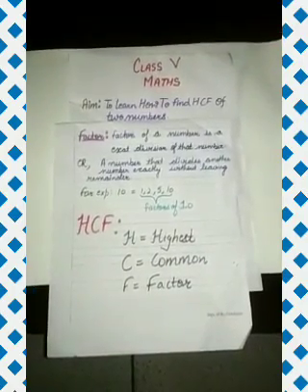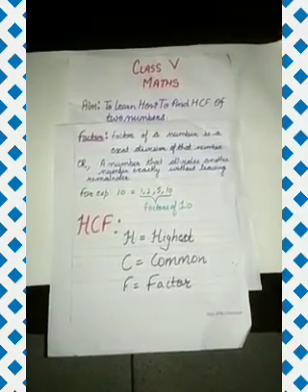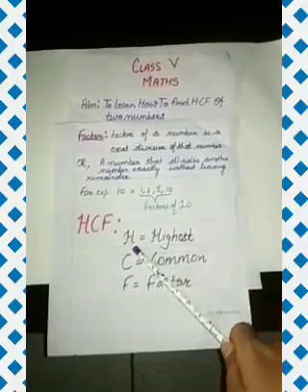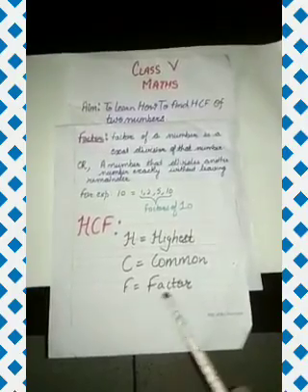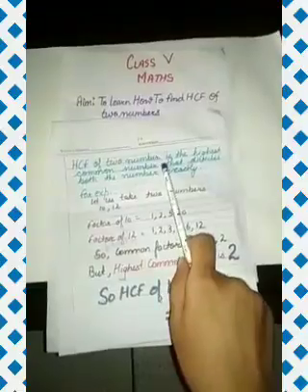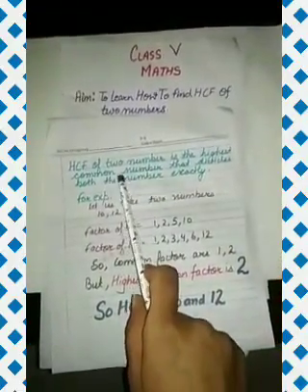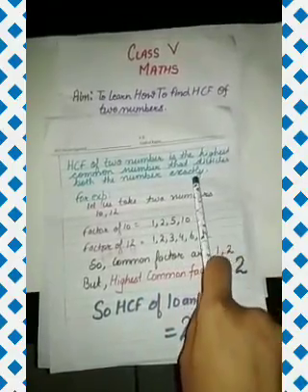Now let us see what is HCF. In HCF, H stands for highest, C stands for common, F stands for factor. So, HCF of two numbers is the highest common number that divides both the numbers exactly.